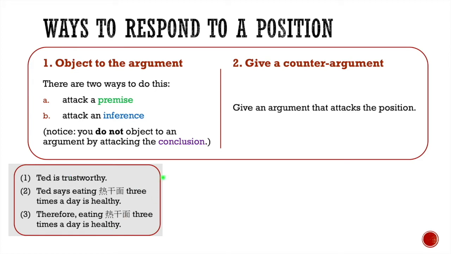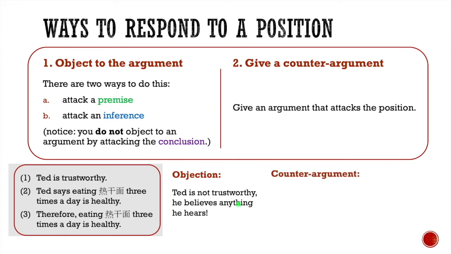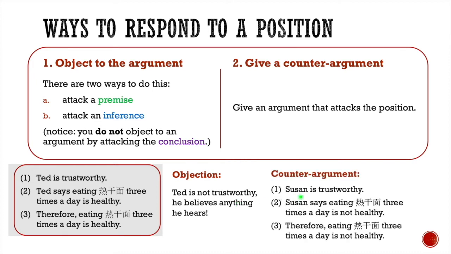Well, what are some ways we can respond to this position that it's healthy? We can attack this argument by either attacking a premise or inference. So you might object, say, well, Ted is not trustworthy. He believes anything he hears. This would be an objection to the argument because you're attacking premise 1. Or you might give a counter-argument, like the counter-argument that we saw before, which is to say something like, Susan is trustworthy, and she says that eating it 3 times a day is not healthy. Therefore, it's not healthy.